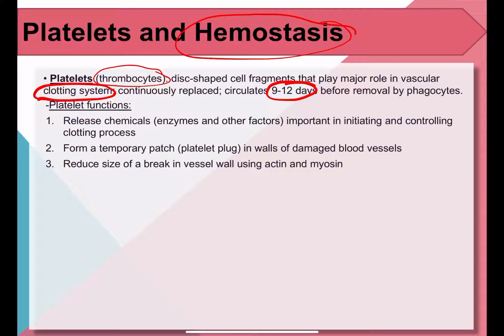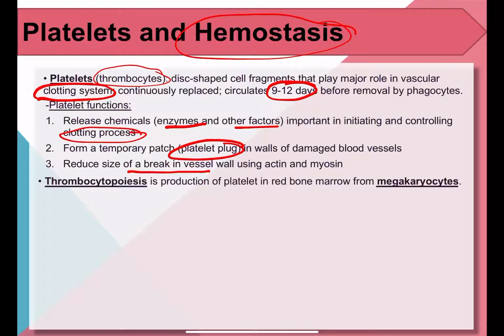So platelets will function to release chemicals, enzymes, and whatever other factors are important and critical for initiating the whole clotting process, which we'll talk about in a bit. They will form a temporary patch called the platelet plug to plug up the area where the blood vessel has been torn or damaged so that you don't have any more blood cells leaking out of that area. And they also can reduce the size of the break in the vessel using actin and myosin. We'll talk about that.